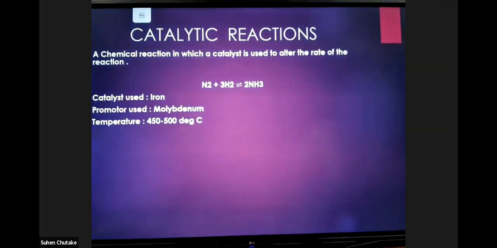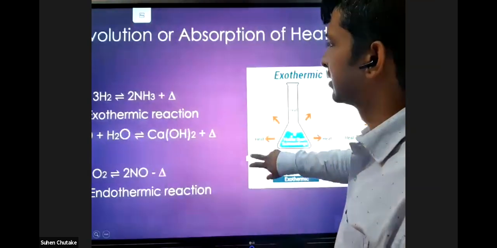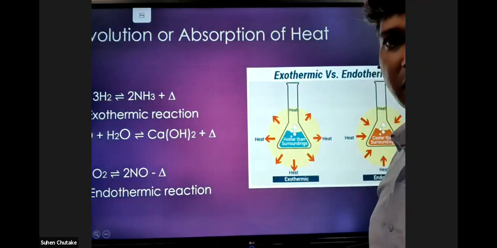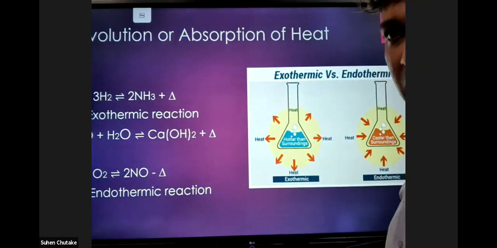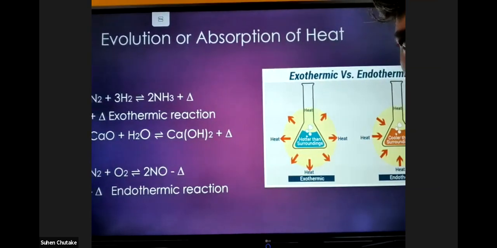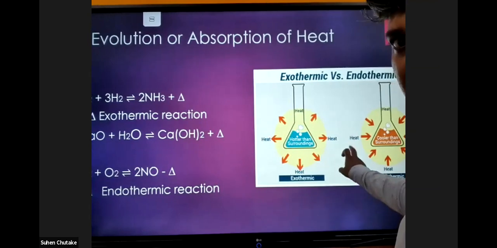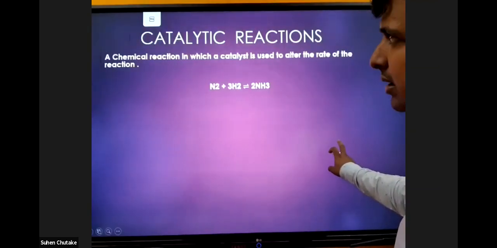Yeah. So yesterday we completed this part. Have a look at this. This was the last part we did yesterday: evolution and absorption of heat. That is exothermic and endothermic, right? If I'm not wrong. And then today we have to do the catalytic reactions.